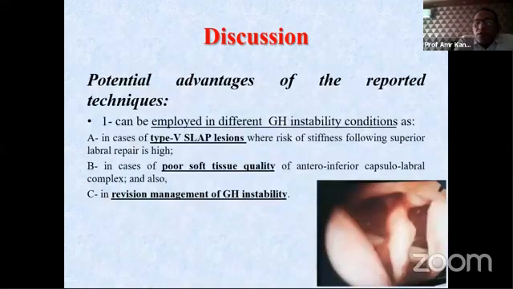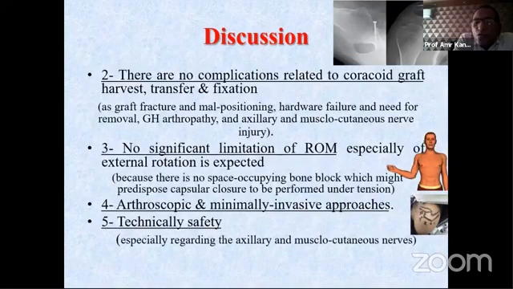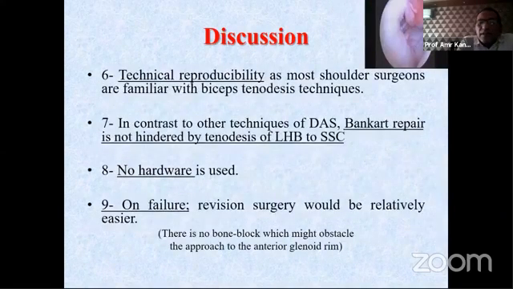Currently reported techniques might have the following advantages, as they can be employed in different glenohumeral instability conditions such as type 5 SLAP lesion, poor soft tissue quality of the antero-inferior capsulolabral complex, and the revision management of glenohumeral instability. There are no complications related to coracoid graft harvest, transfer, or fixation. No significant limitation of range of motion, especially of external rotation, is expected. They can be performed via arthroscopic and minimally invasive approaches, in addition to technical safety and technical reproducibility. Also, in contrast to other techniques of tenodesis, Bankart repair is not hindered by the disease of the long head of biceps to subscapularis. No hardware is used, and if these techniques fail, revision surgery would be relatively easier.